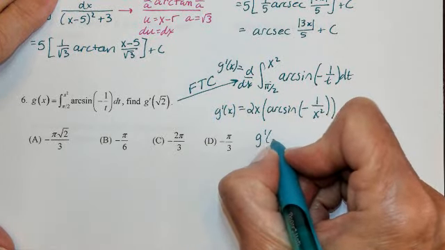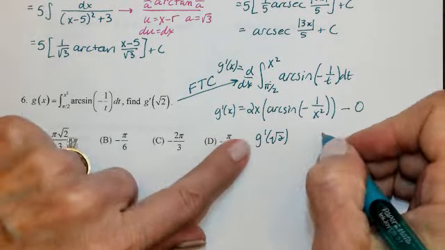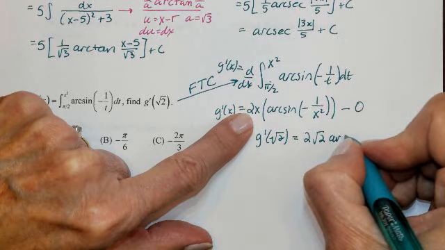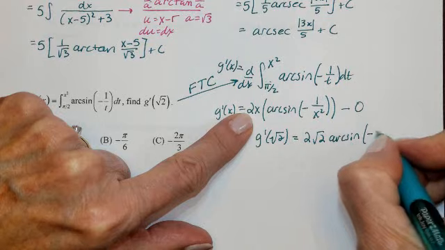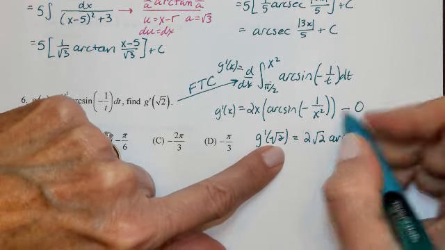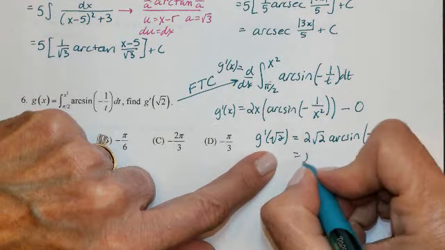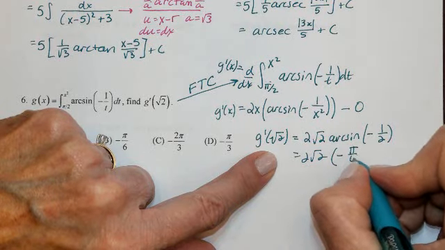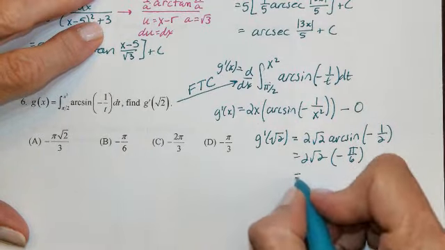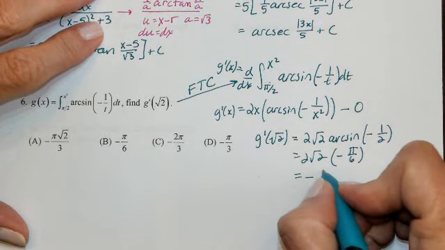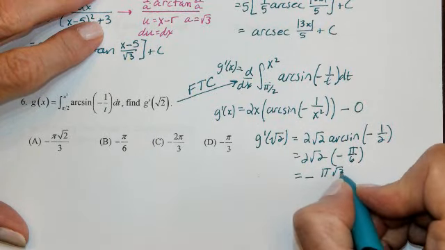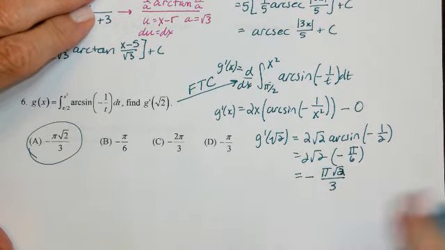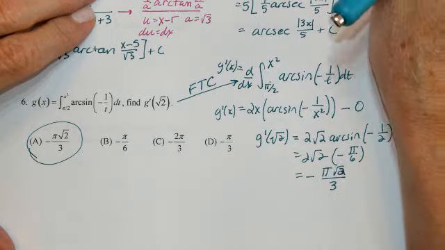Now we need g prime of the square root of 2. So let's plug in square root of 2. So we'll have 2 square root of 2 arc sine of negative 1 over square root of 2 squared, which is 2. Well, arc sine of negative 1/2 is negative pi over 6. So this reduces to negative pi square root of 2 over 3. That was A. Okay?